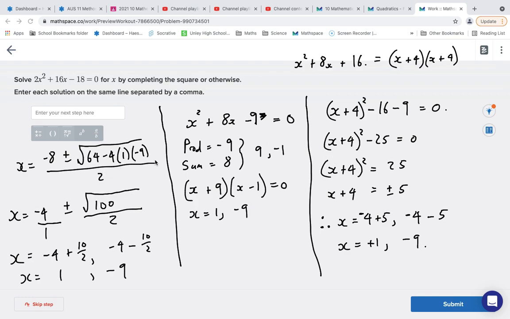So they look quite different, the three ways I've done it there, but you should be getting the same solutions each time as we did.